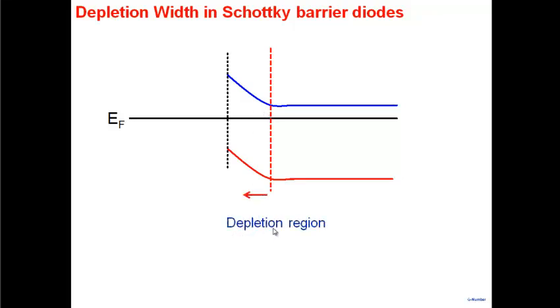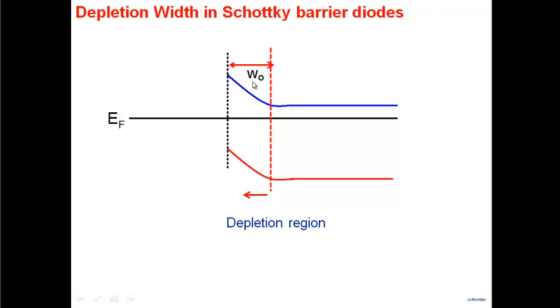It's called that because it's depleted of electrons. The number of electrons is smaller, and as you go closer and closer to the interface, the electron density becomes very, very small. For that reason, this region is called the depletion region. So what we would like to know is the extent of this depletion region. How large is it?